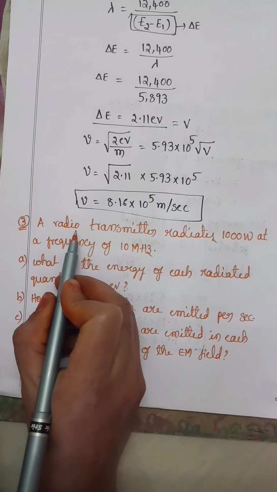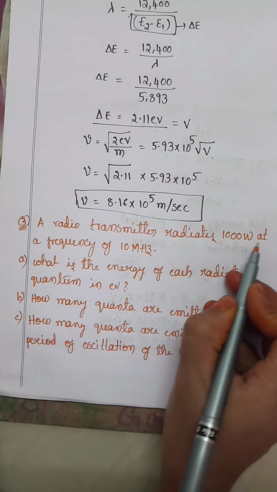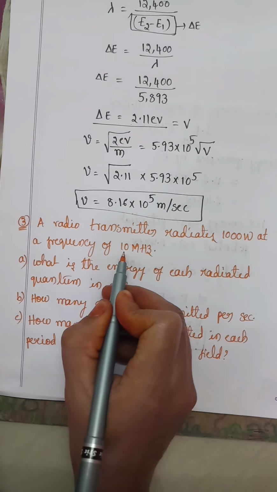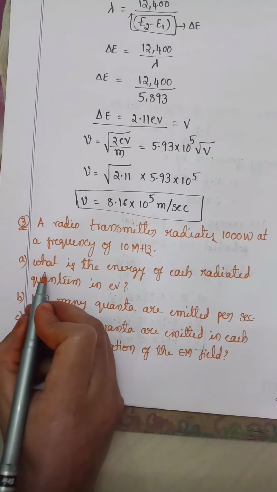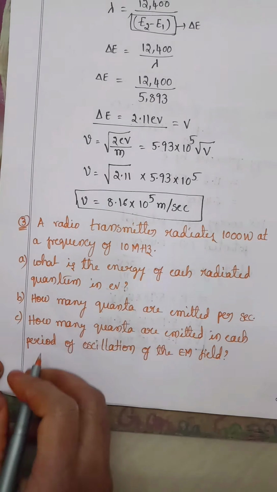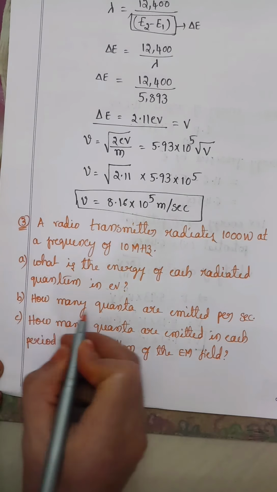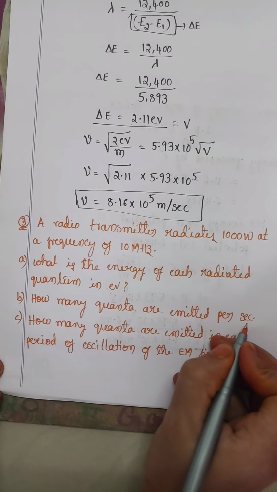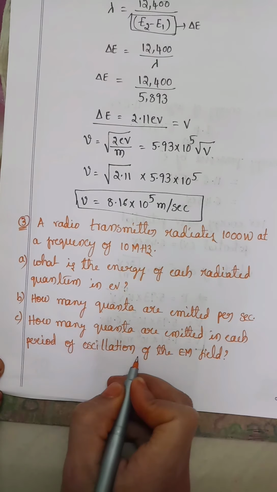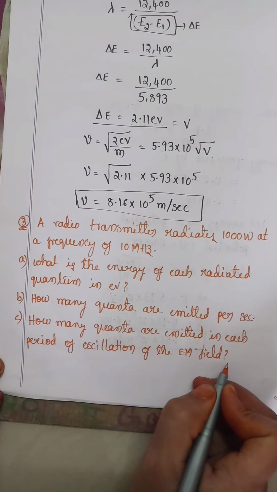A radio transmitter radiates 1000 watts at a frequency of 10 megahertz. That means f is given as 10 megahertz. What is the energy of each radiated quantum in electron volts? And we have to find how many quanta are emitted per second and also how many quanta are emitted in each period of oscillation of the electromagnetic field.